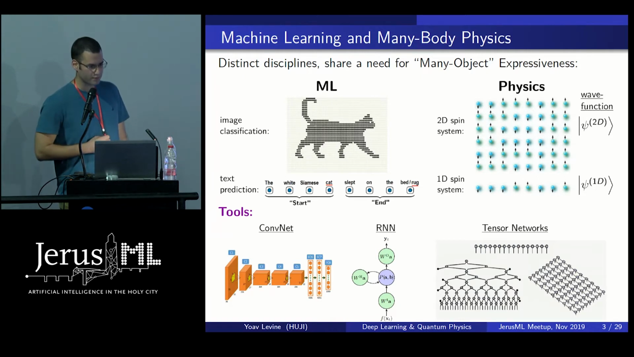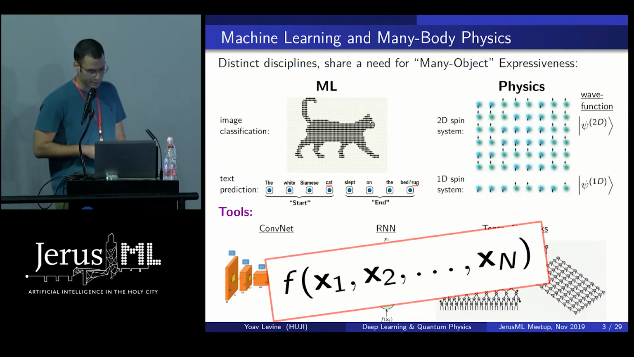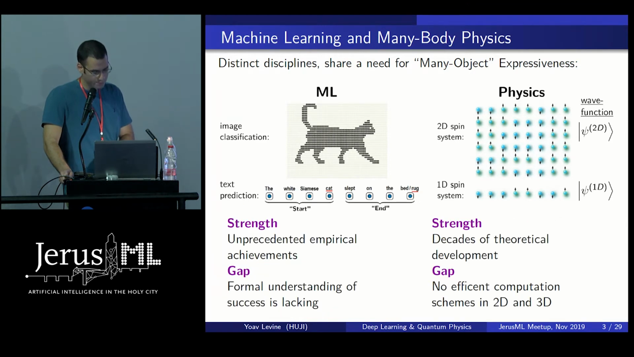Now, tools from the two domains are different. We have convnets, RNNs, etc. on the deep learning side, and tensor networks on the physics side, a leading tool to simulate many-body quantum systems. But we will be looking at all of these tools just as multivariate functions, and that will allow us to borrow tools, concepts, methods, and also results from one domain and address the other. Generally, the approach is to rely on strengths in each domain and address gaps or weaknesses in the other.